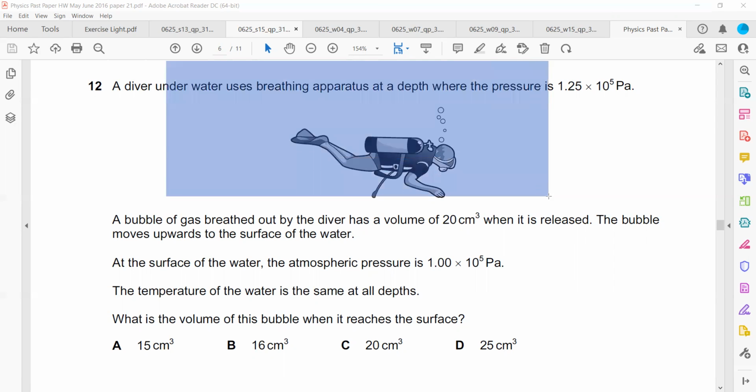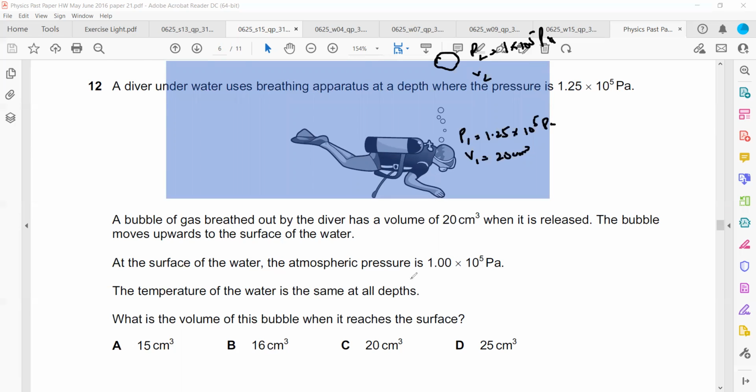So he's underwater. At this point, the pressure is 1.25 × 10^5 pascal, and the volume of the bubble is 20 cm³. But when he releases the bubble, it moves upward, and when this bubble reaches the surface, the pressure on the bubble is 1 × 10^5 pascal, which is atmospheric pressure. We want to calculate the volume.